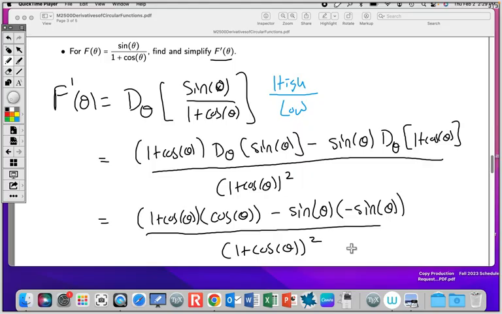Now once again, don't go cancel crazy. You can't cancel the 1 plus cosine and the 1 plus cosine. In order to cancel out of a numerator, we need it to be a factor of all the terms. We need to be able to factor it out from everyone. So instead, we're going to simplify the numerator and then see if there's some cancellation we can do.